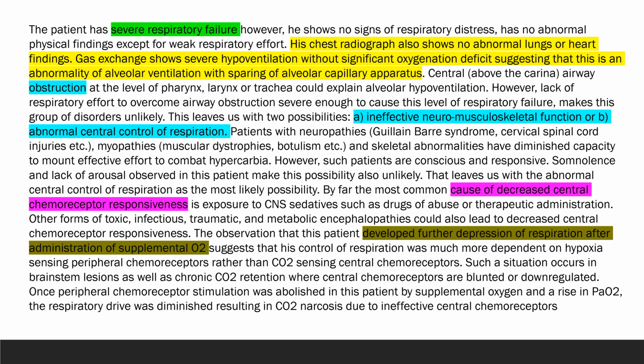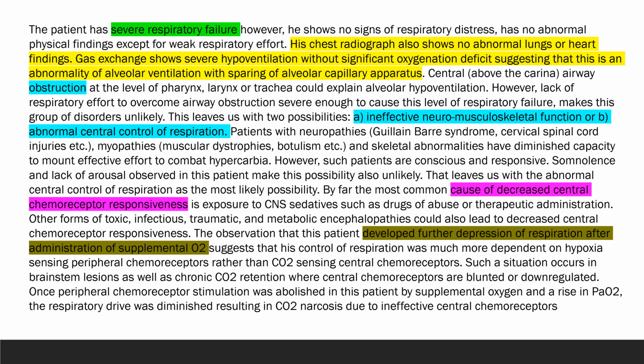Now first let's discuss central, that is above the level of carina airway obstruction, which is obstruction at the level of pharynx, larynx, or trachea. But why is it not the case? Because in that case, the child would have had some sort of respiratory distress or some sort of effort would have been put to overcome that airway obstruction, which is not seen here.